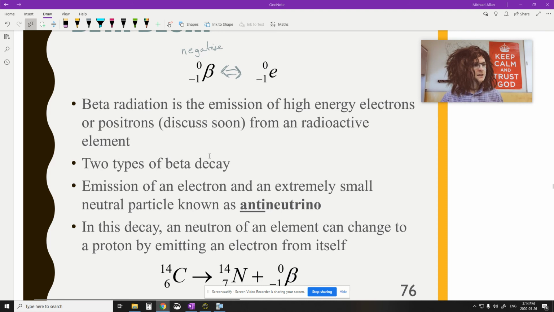Okay. There are two types of beta decay, beta positive and beta negative. Beta negative is what we're going to talk about first here. Beta negative is this one, and beta positive is this one. It looks the same, but I have a little positive on the bottom. Now, if this is an electron, then what is this one?